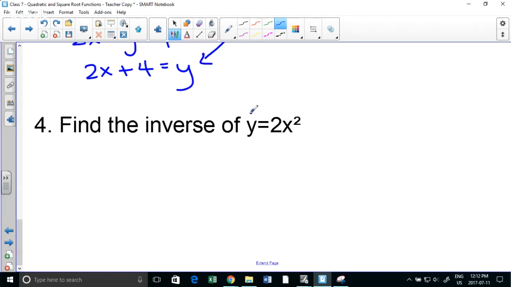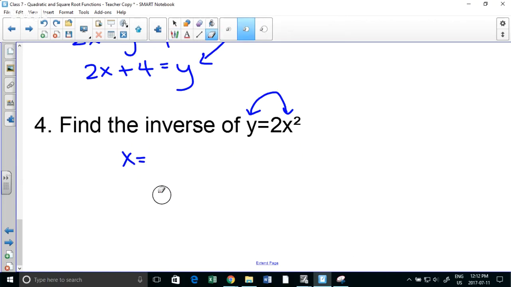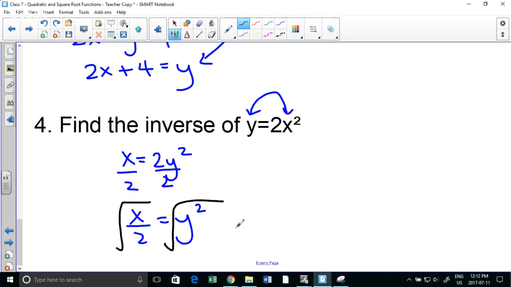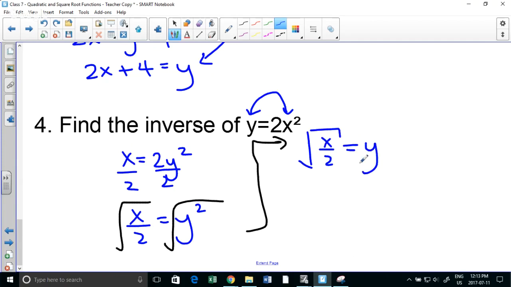We'll do one more. Super important, actually. So to find the inverse, you switch the x and the y. So I divide by 2. Now I need to get rid of this square, so I square root both sides, which gives me the root of x divided by 2 equals y. So this is the inverse of, why did I go that way? This.